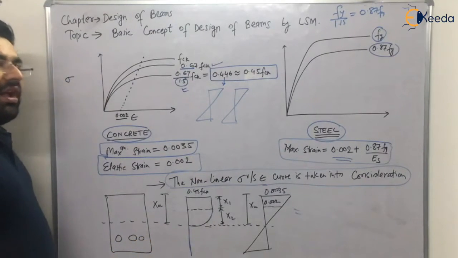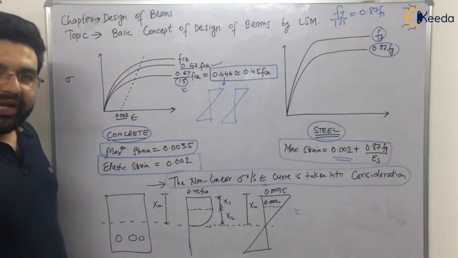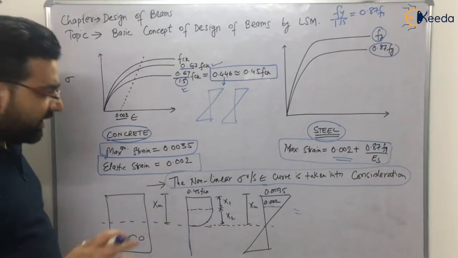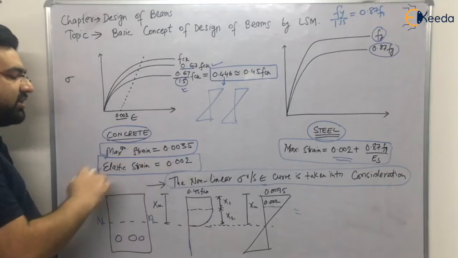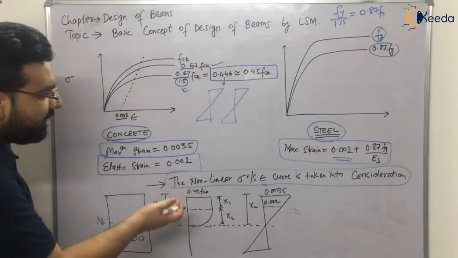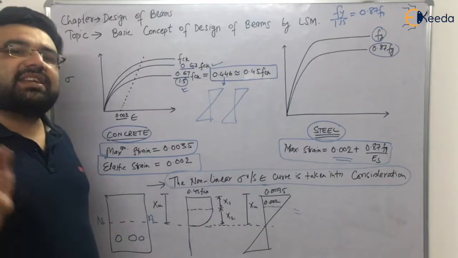Now, why have I not drawn any stress diagram below the neutral axis? Because we assume that the concrete below the neutral axis has cracked, or it cannot resist any tensile forces. Because what is the neutral axis? The axis above which the stresses are compressive and below which the stresses are tensile. So we assume in limit state method that the concrete cannot resist any tensile stresses.